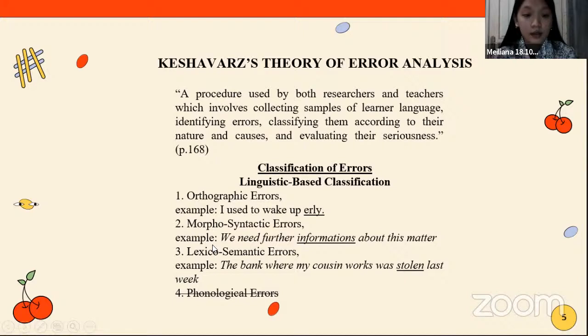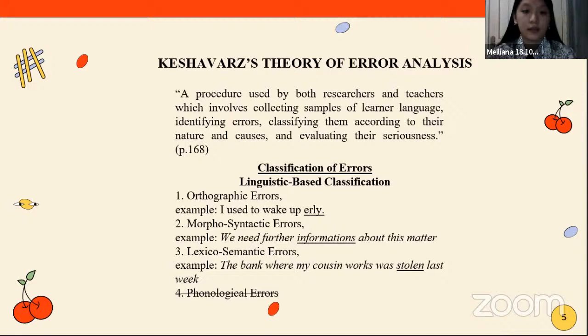And then the third one is lexical semantic error. It is focused more on the word meaning. So as a translator, we need to be able to choose the right or the most equivalent word for our translation.